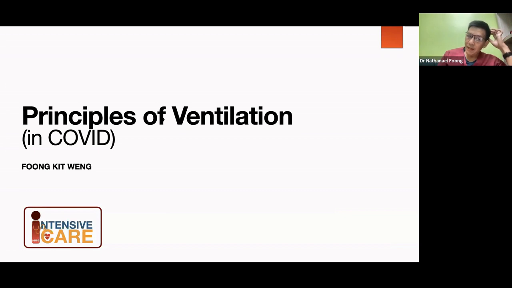Principles of ventilating COVID patients. Now, I'm not going to set a prescribed recipe or prescribed settings like what we do with the standard ARDS, but rather to make everyone understand how lung injury occurs in COVID patients related to ventilation and how we probably should monitor and prevent these kinds of complications.